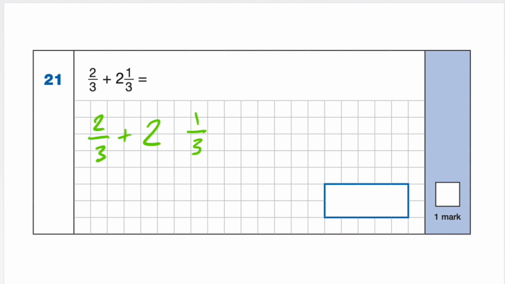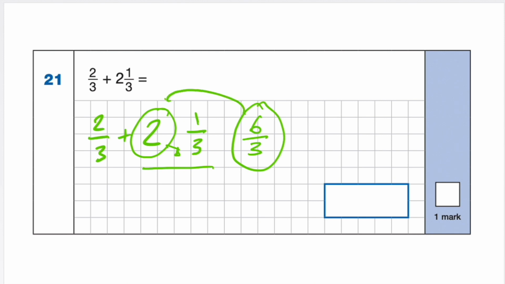We have 2 thirds added to 2 and 1 third. So what we actually have here is a mixed number, and we don't really want to add with our mixed number, so we're going to convert this into a fraction. And what we can see is the associated denominator value is in thirds. So to get a whole we would need 3 thirds. So to get 2 wholes we would need 6 thirds. So this 6 thirds is equivalent to our 2.